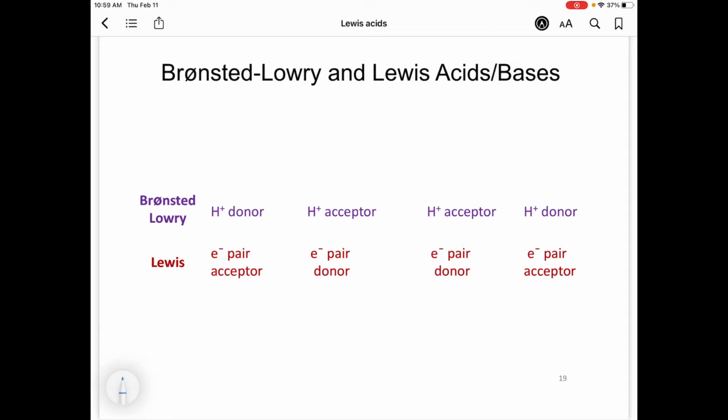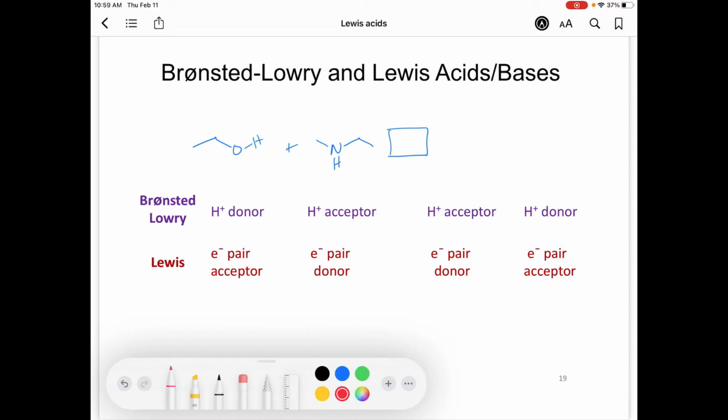Alright, in this video, we are talking about Lewis acids and bases. First, let's just draw an alcohol, and we're going to react it with an amine. And this is going to be really reminiscent of our Bronsted-Lowry acids and bases. We're going to try to figure out which side of this reaction is favored. Let's draw in our arrows here.